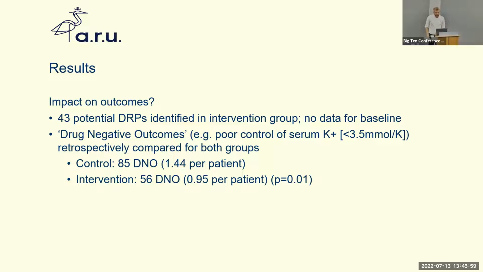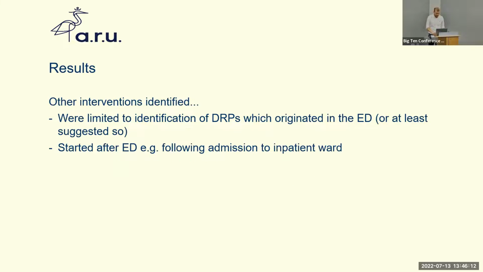In the control group, they found 85 DNOs, so 1.44 per patient. In the intervention group, they found 56, which was 0.95 per patient. So there was a statistically significant decrease between the control and intervention groups. There were other interventions, quite a few. They were generally, though, limited to identification of DRPs which originated in the ED.